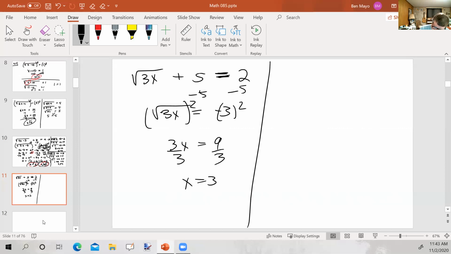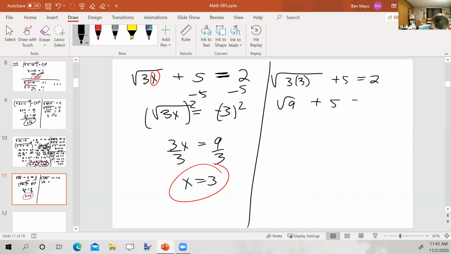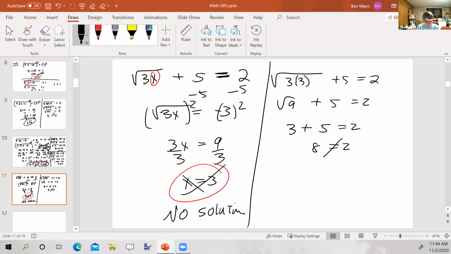However, when I put x equals 3 back into the equation, I get the square root of 3 times 3 plus 5 equals 2. The square root of 9 plus 5 equals 2. The square root of 9 is 3. 3 plus 5 equals 2. 8 equals 2. No, it doesn't. So no solution. All right with that?